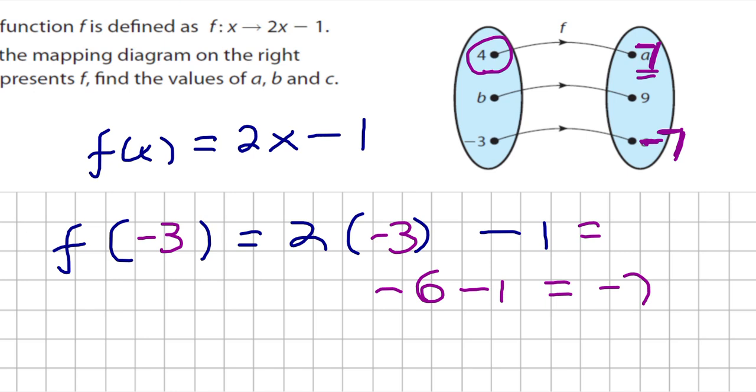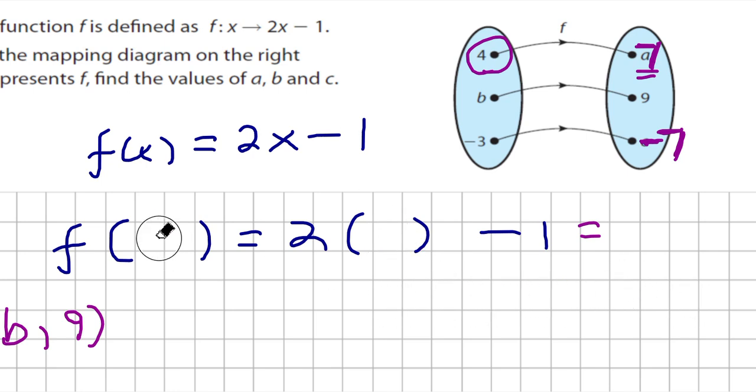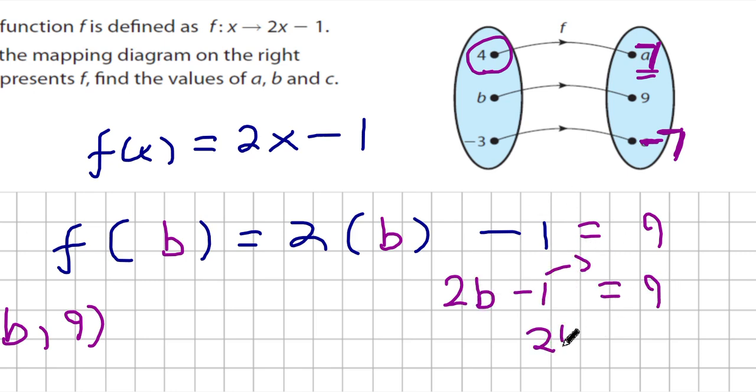Now, this one's a bit awkward, okay? Do you see B and 9 together? See B, 9. Yeah? This means your input is B, but your output is 9. So, what do I replace X with? You replace X with B, and you put the answer equal to 9. 2b minus 1 equals 9. Bring the minus 1 over to your side. 2b equals 10, and then b equals 5.